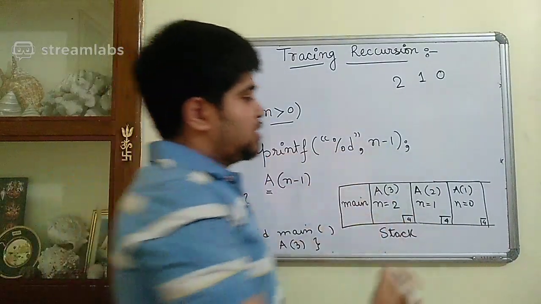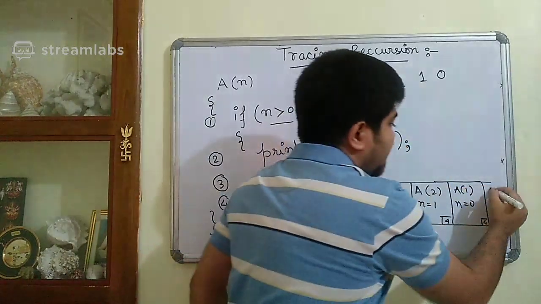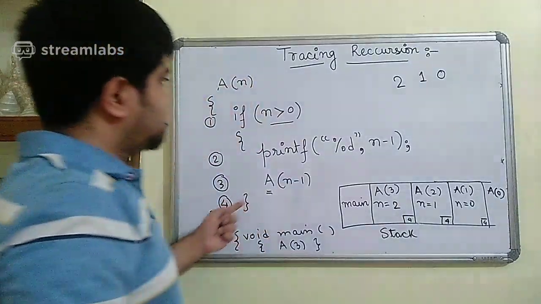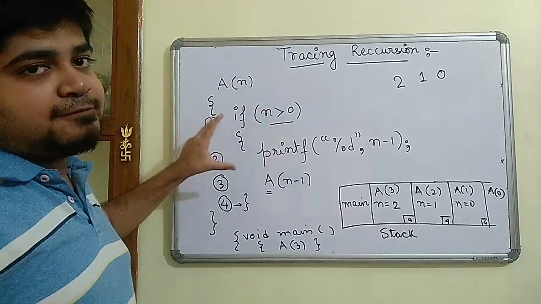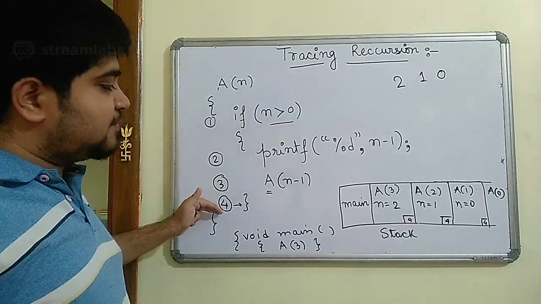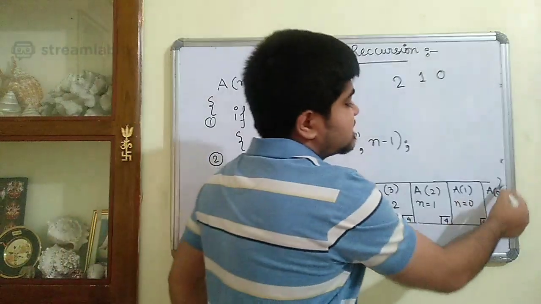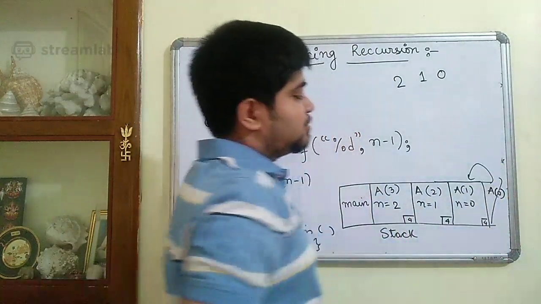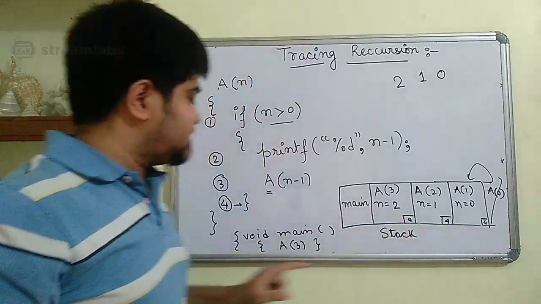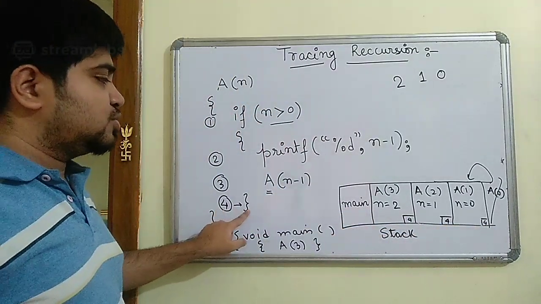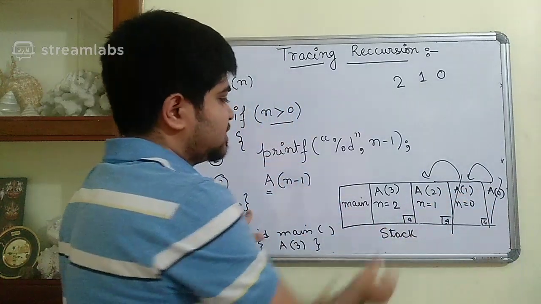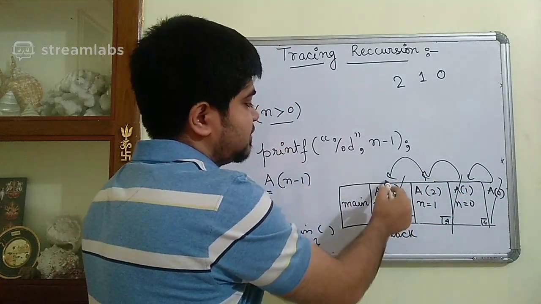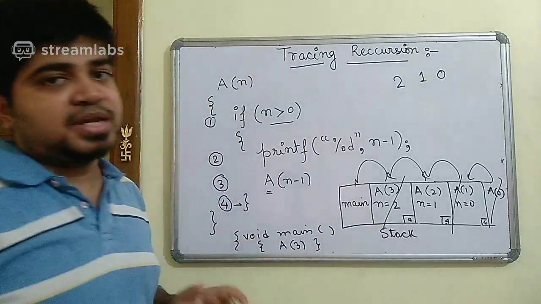It is again called, but check once, when a of 0 is called, n is not greater than 0, so it won't enter the if statement. So it directly comes here and this gets popped out and it returns back to this. Fourth line is left to be executed, which is actually the closing bracket. Then it is popped out. Same for this. Popped out, same for this, popped out, and it returns back to main.